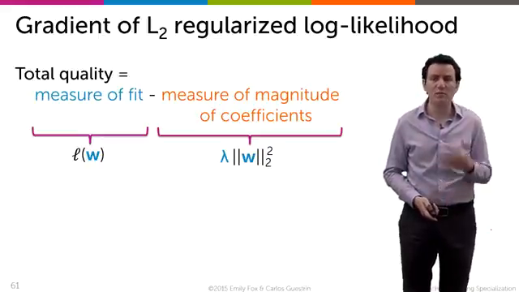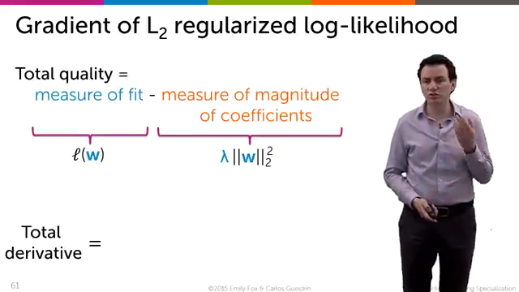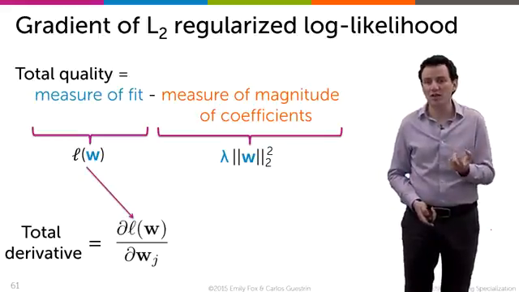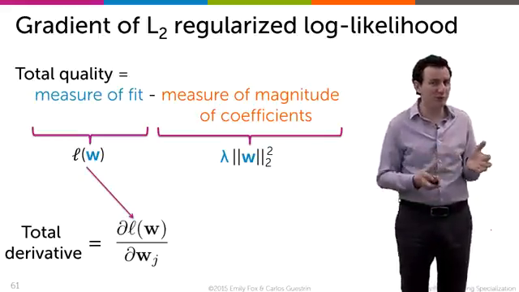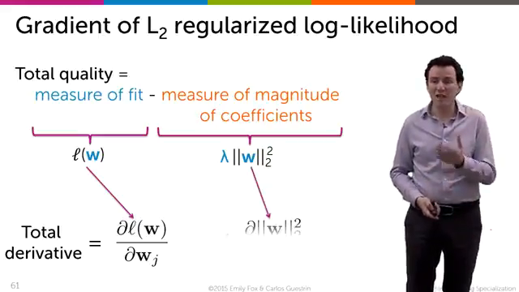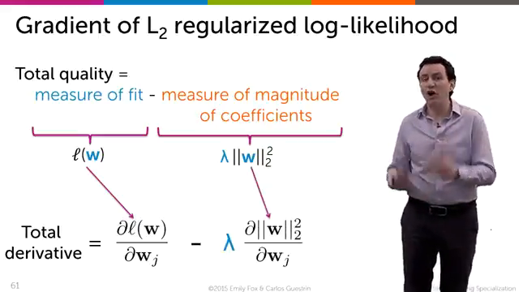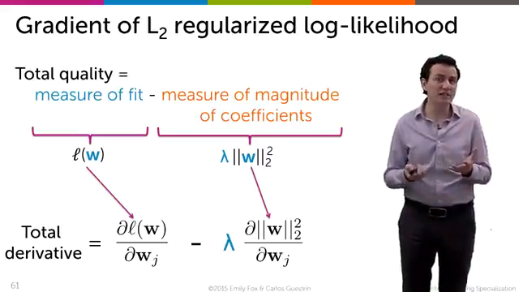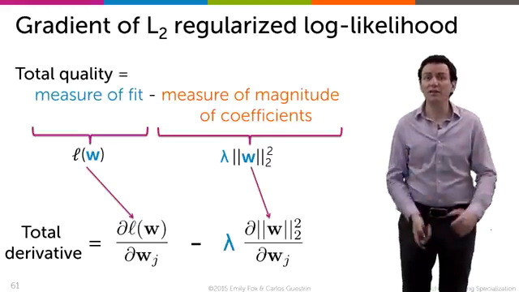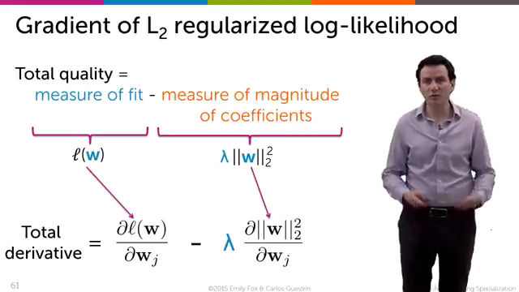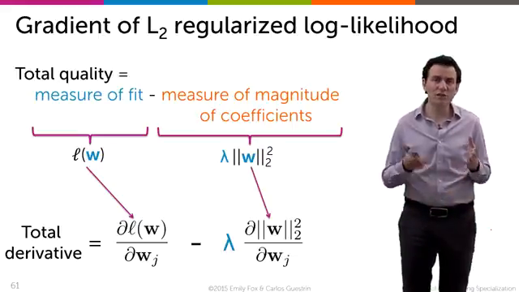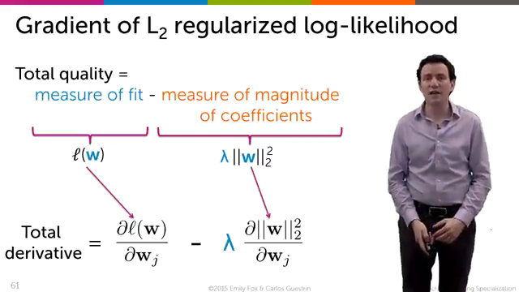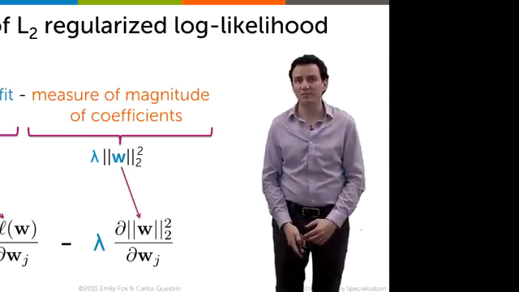So the derivative of the sum is the sum of the derivatives. So the total derivative is the derivative of the first term, derivative of the log likelihood, which thankfully we've seen in the previous module, minus lambda times the derivative of the quadratic term here. And it turns out the derivative of the quadratic term we already covered in the regression course. But we're going to do a quick review here. But as you can see, just a small change to your code before, we just have to add this lambda times the derivative of the quadratic term.